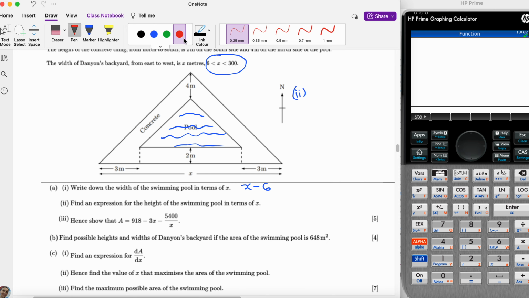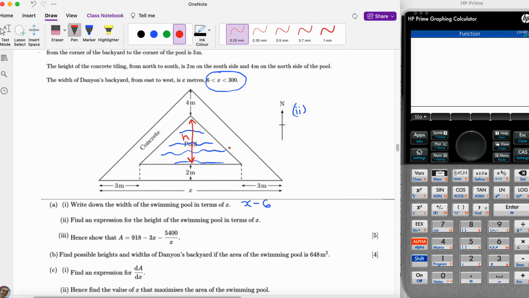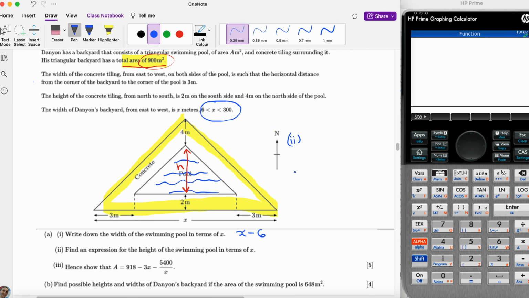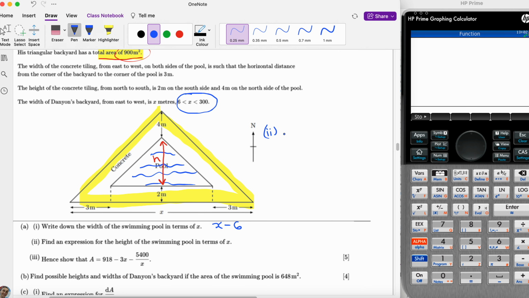The second one: find an expression for the height of the swimming pool. The height of the swimming pool is this thing right here, right? Well, what do we know? We know that the whole area is 900. So what we're going to do is just use the whole backyard. We know that this is a triangle, so we're going to use the formula for the triangle, half times base times height.